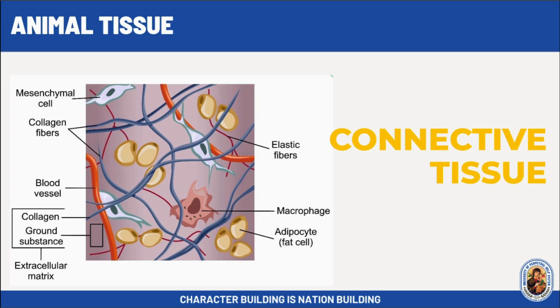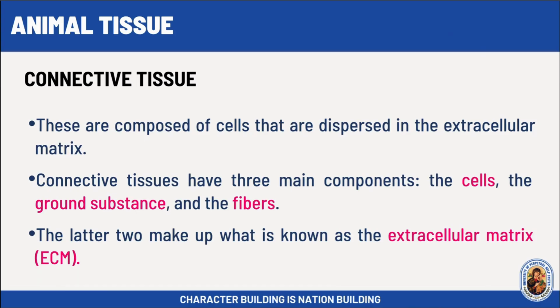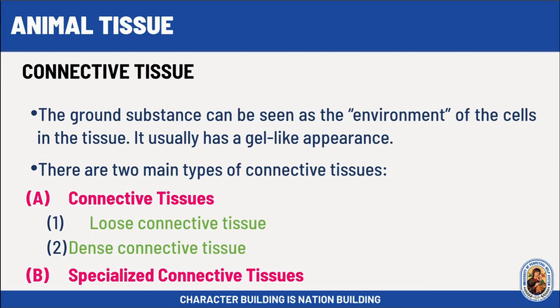Next one, we have the connective tissues. Connective tissues are tissues composed of cells that are dispersed in extracellular matrix. It has three main components: the cell, the ground substance, and the fibers. Dito sa connective tissue, we also have two main types, which also have a lot of subtypes, just like the previous epithelial tissue. So let's get straight into it.